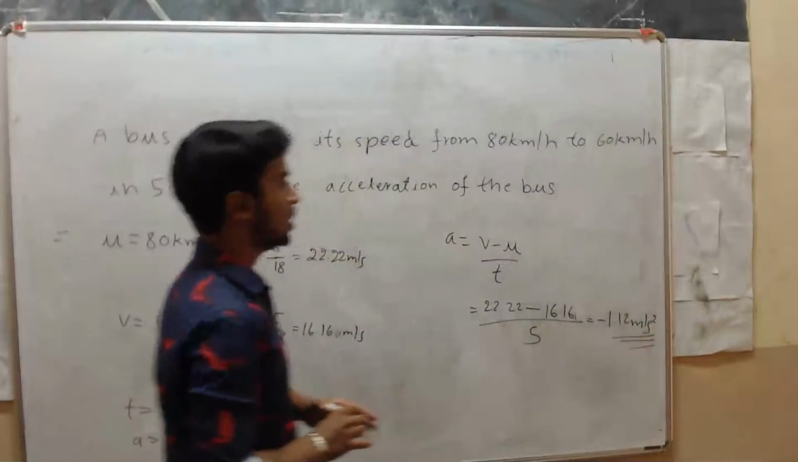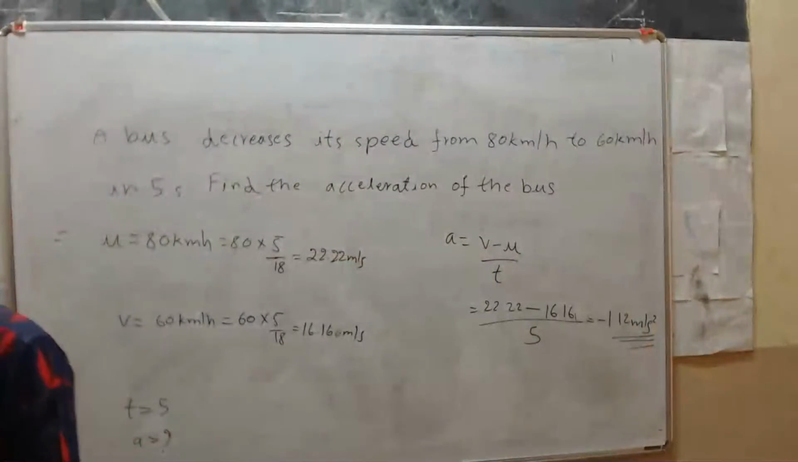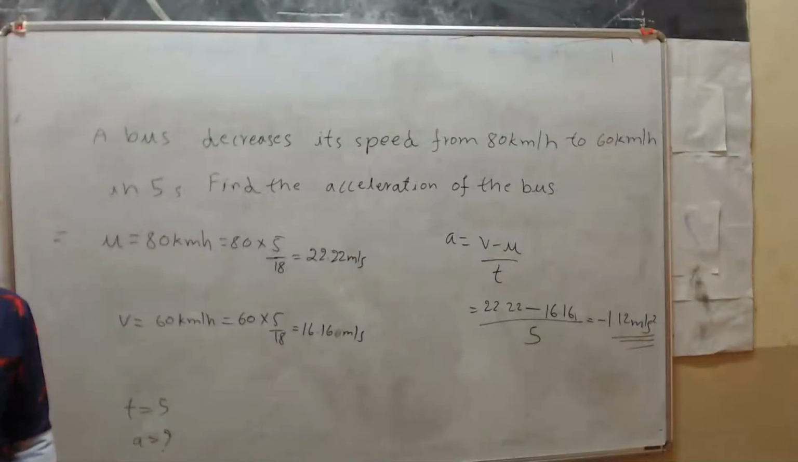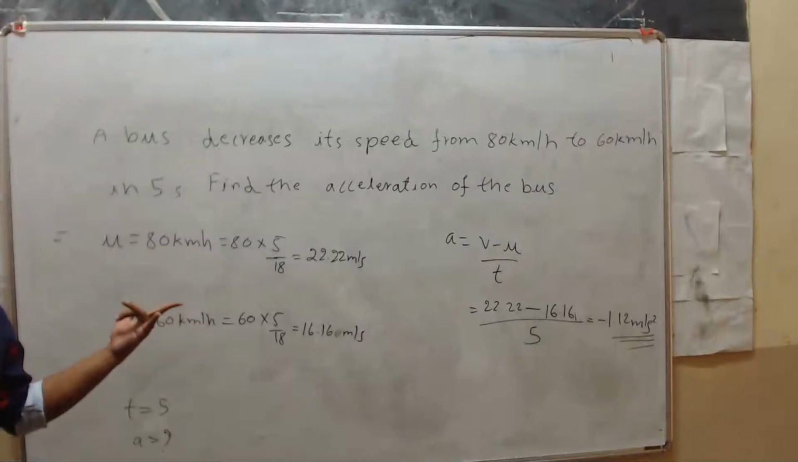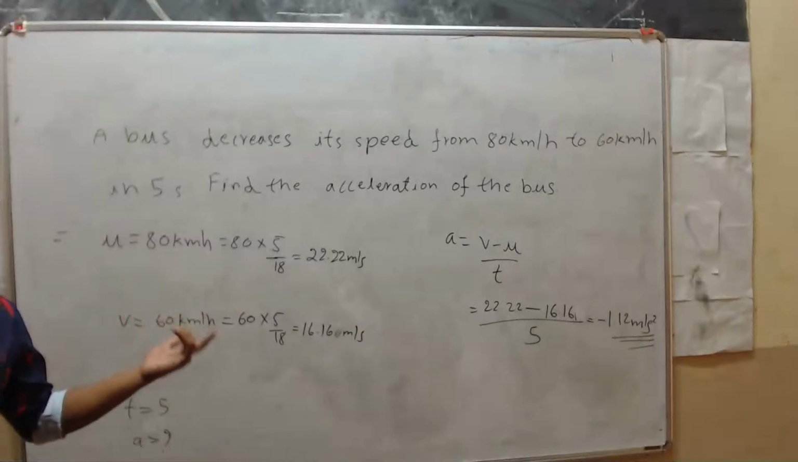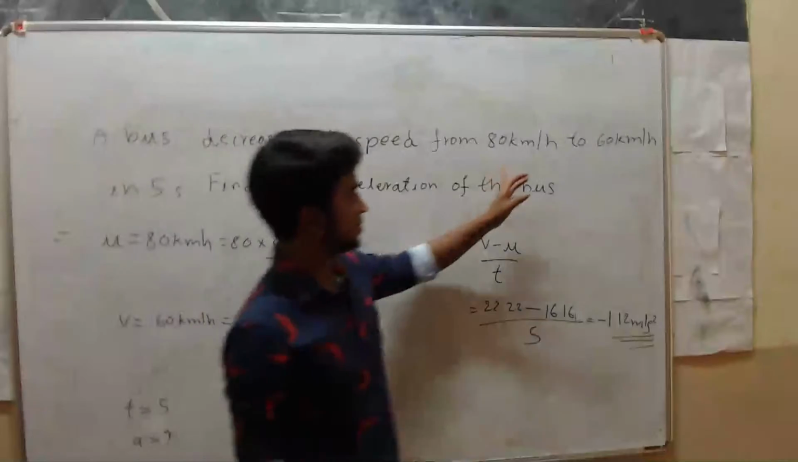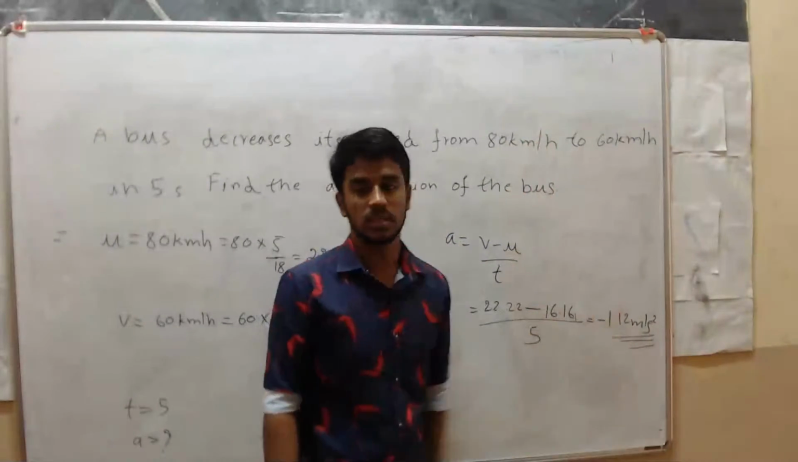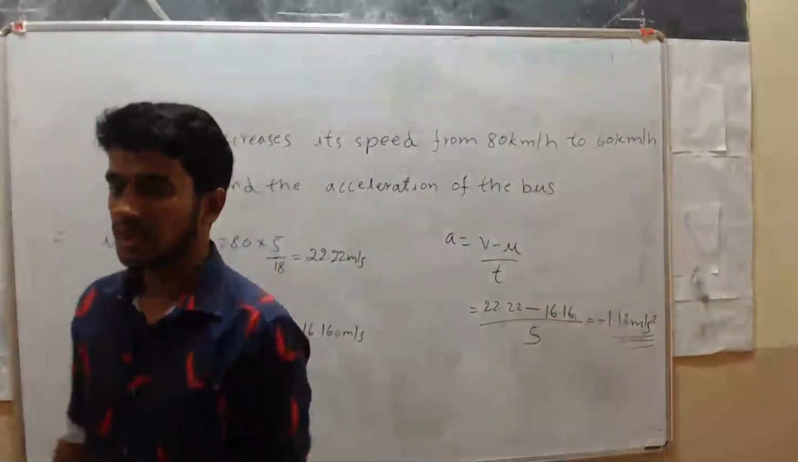Okay, so here we got negative. Why? Here acceleration is negative, right? Why? Because here the velocity decreased, right? Here velocity reduced from 80 to 60. So that's why we got acceleration negative.